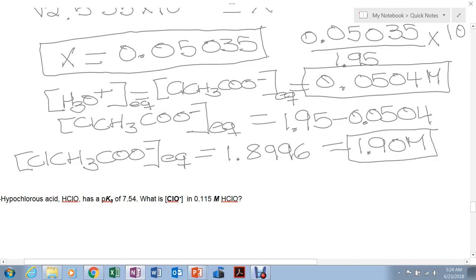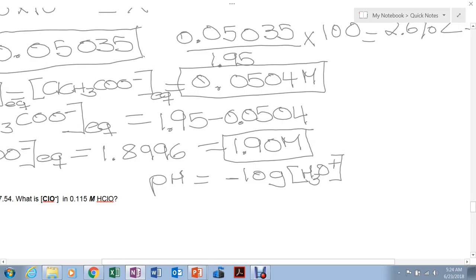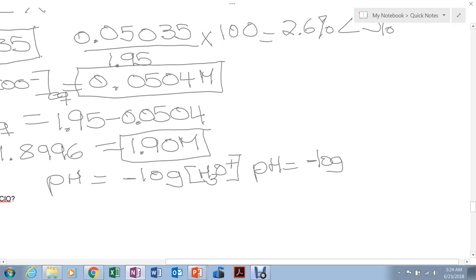And then finally, the pH would be minus the log of the concentration of hydronium, which is 0.0504. So pH equals minus the log of 0.0504, and if you do this, it's going to be 1.29.